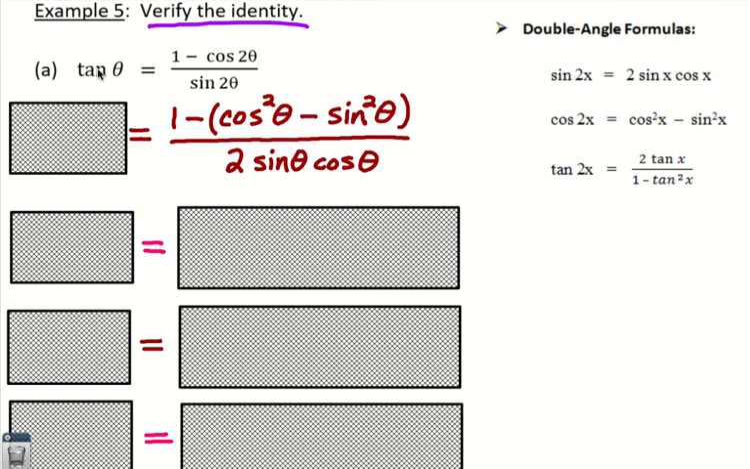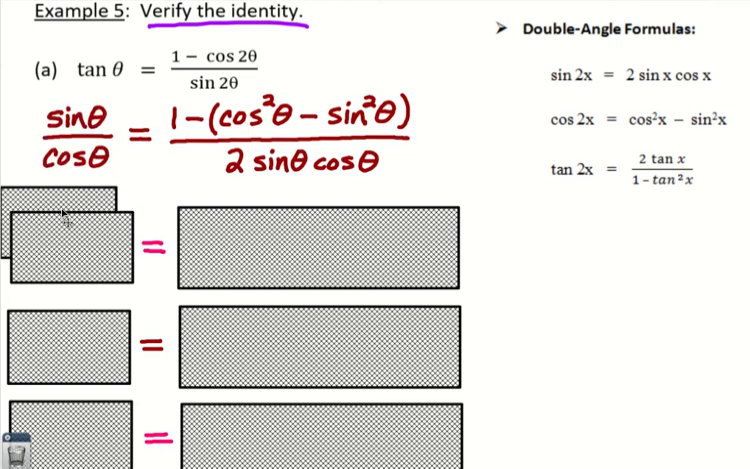And how about the tangent? Didn't we like changing that to sine over cosine? Pretty much all the time. And so what do we do from here?